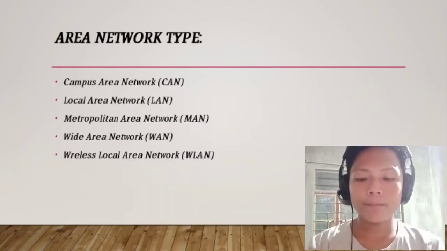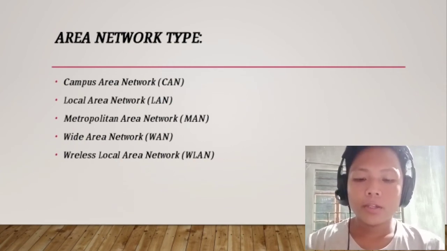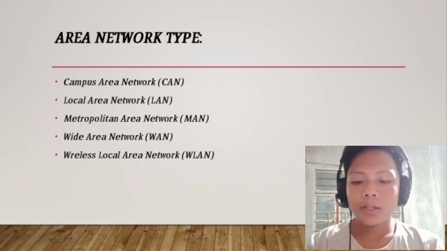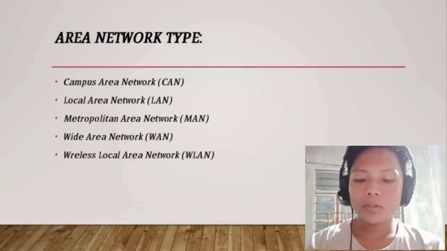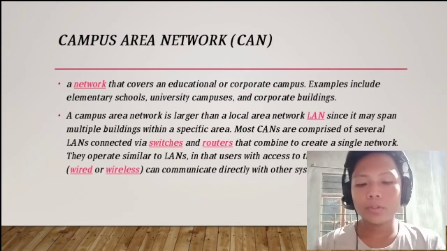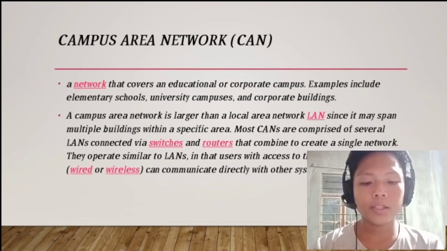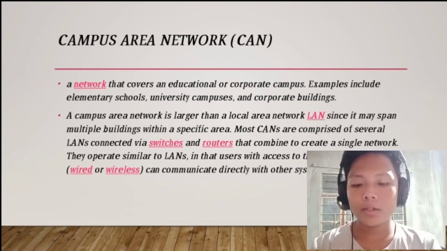Area network types: campus area network, local area network, metropolitan area network, wide area network, wireless local area network. The campus area network, or CAN, is a network that covers an educational or corporate campus. Examples include elementary schools, university campuses, or corporate buildings.